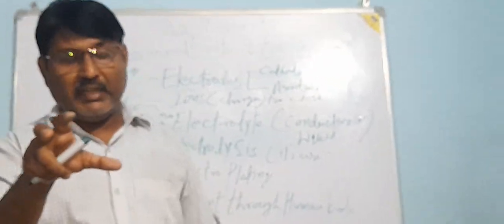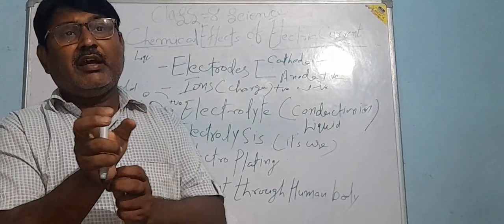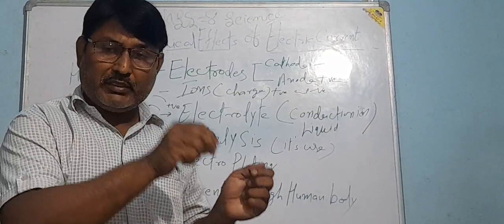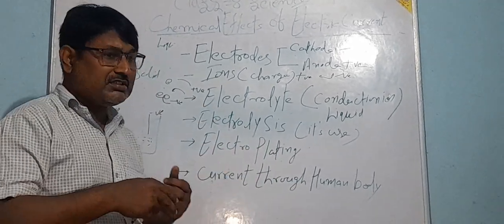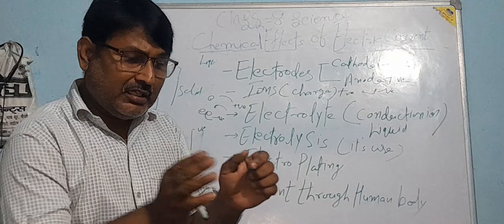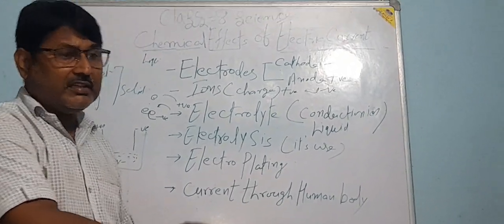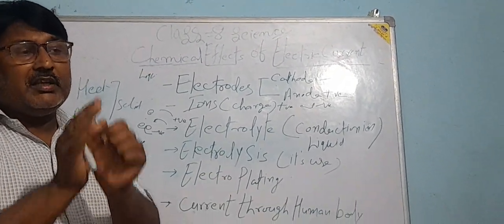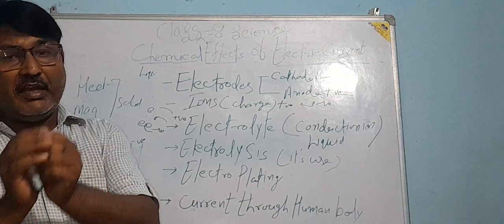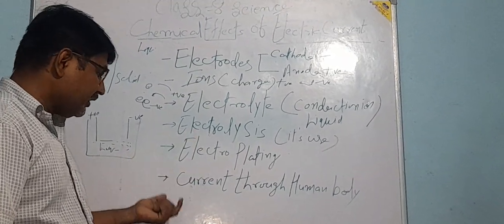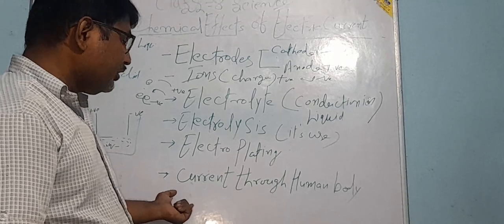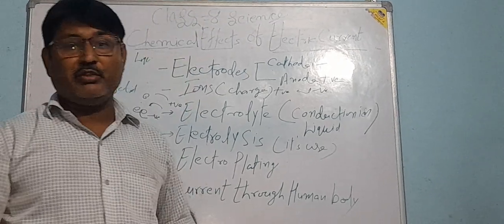One more thing, when we collect some ore, right, in ore there are many different natures. So when we go through the electroplating process, the heavy metal will remain as it is, and the lighter particle we can separate, so we can separate the heavy metals and lighter metals by this electroplating or electrolysis, right? Now next point, current through the human body.